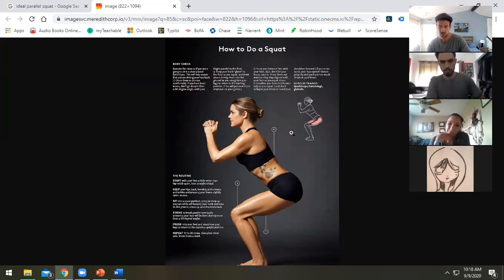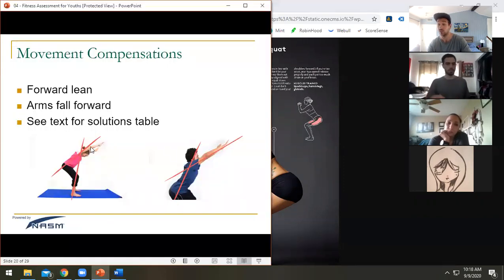All right, so you can see, if you draw a line from here to here, right? And you draw a line from here to here, for the most part, those are parallel. She's got, I guess technically they would intersect slightly, but it's not bad, right? Ideally, we want those to be parallel. In this picture here, you can see she's leaning too far forward.